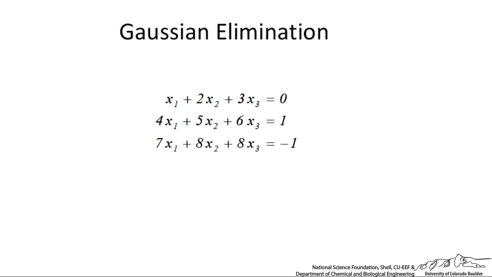Gaussian elimination is a technique that's used to solve for multiple unknowns. For example, we had three equations and three unknowns here. It's a technique where you could actually quickly solve for x1, x2, and x3.